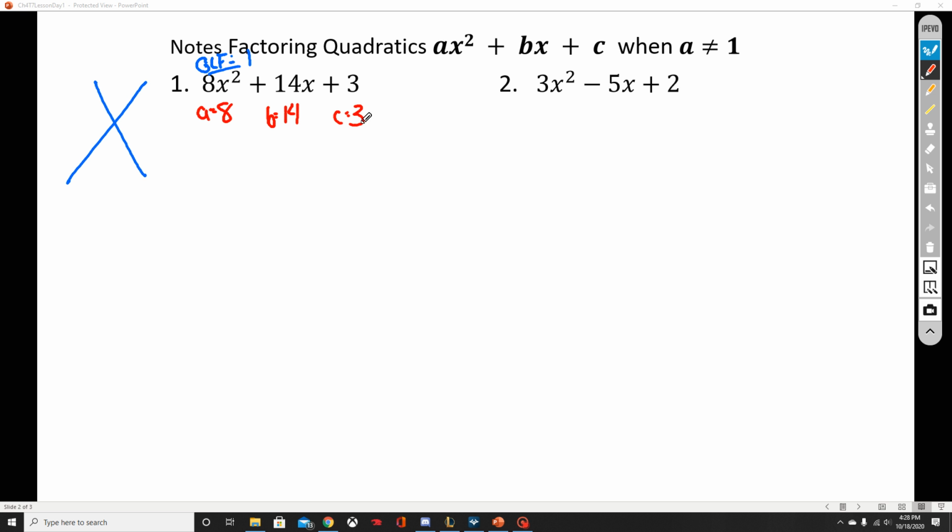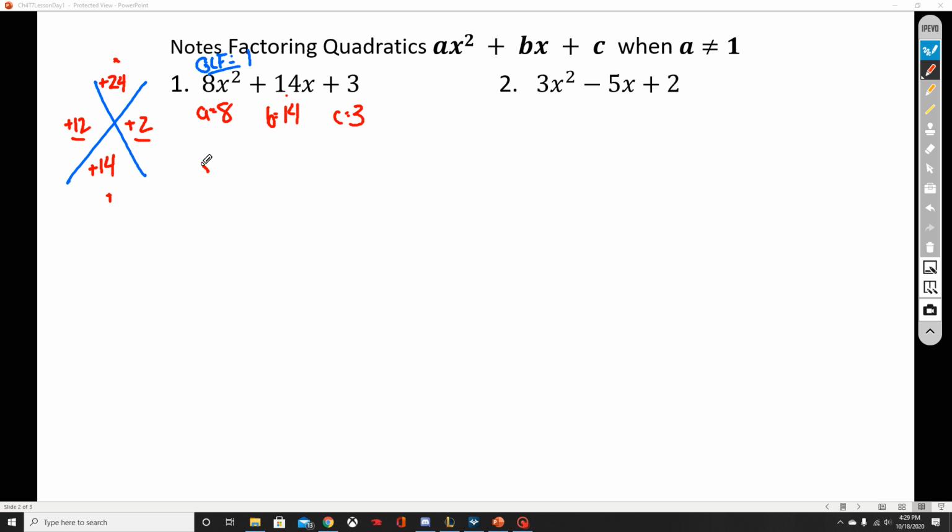So a times c, that's positive 24. And then b is positive 14. So the two numbers that I'm looking for that multiply to positive 24 and add to positive 14 are positive 12, positive 2. 12 times 2 is 24, 12 plus 2 is 14. Alright, so what this means is that now I have to factor by grouping, because I can't skip the factor by grouping step. And factor by grouping says that I'm going to split 14x into 12x and 2x.